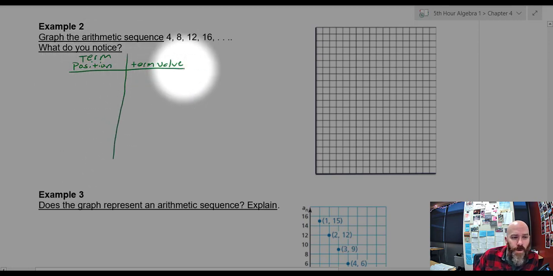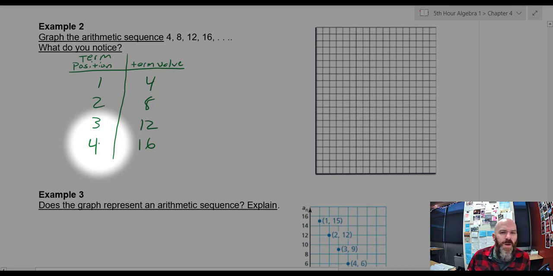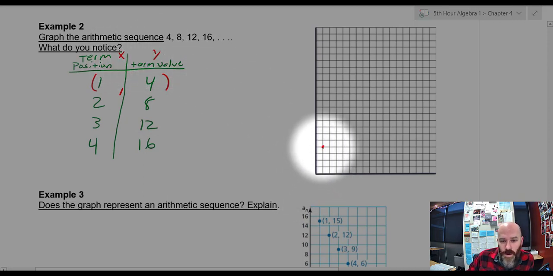So we're going to make an X and Y t-chart here. So I have the numbers 4, 8, 12, and 16. 4 is the first term position, and then 8 is the second one, 12 is the third, 16 is the fourth. So you can make a table of values if you want, and now we are just going to plot these as ordered pairs. It's sort of like being an X and a Y. So 1 comma 4 is right here.